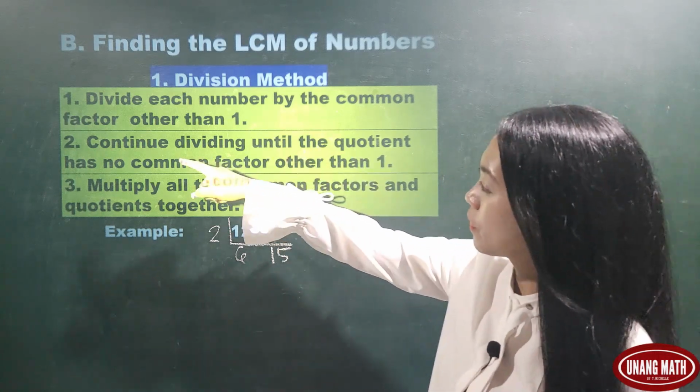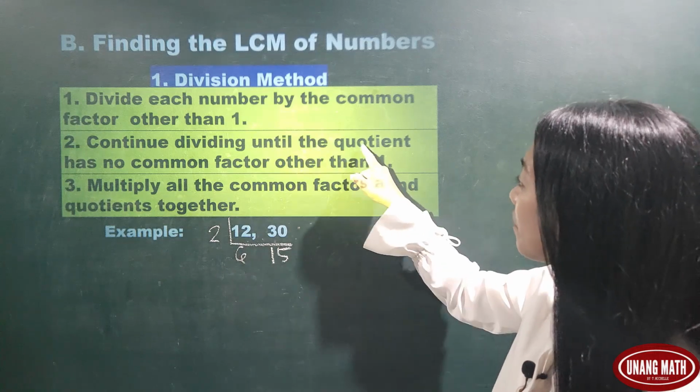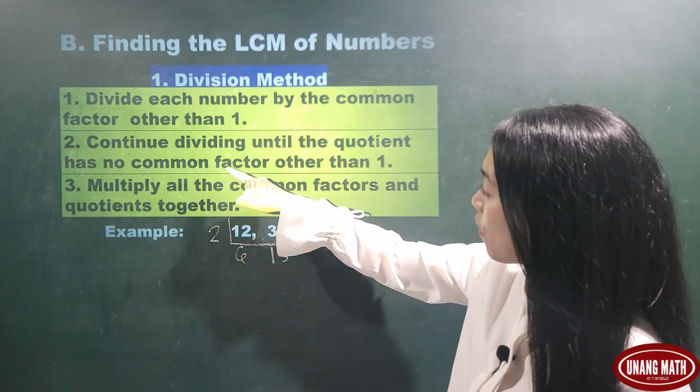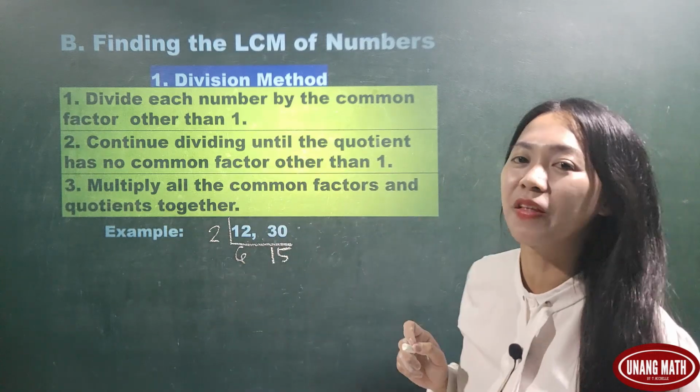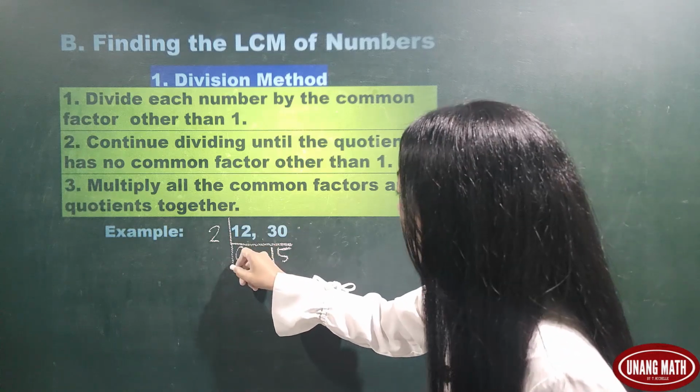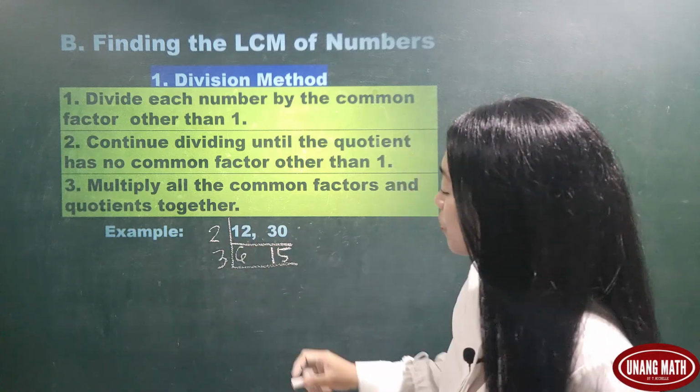Second step, continue dividing until the quotient has no common factor other than 1. 6 and 15 have common factor 3. So let's continue dividing.